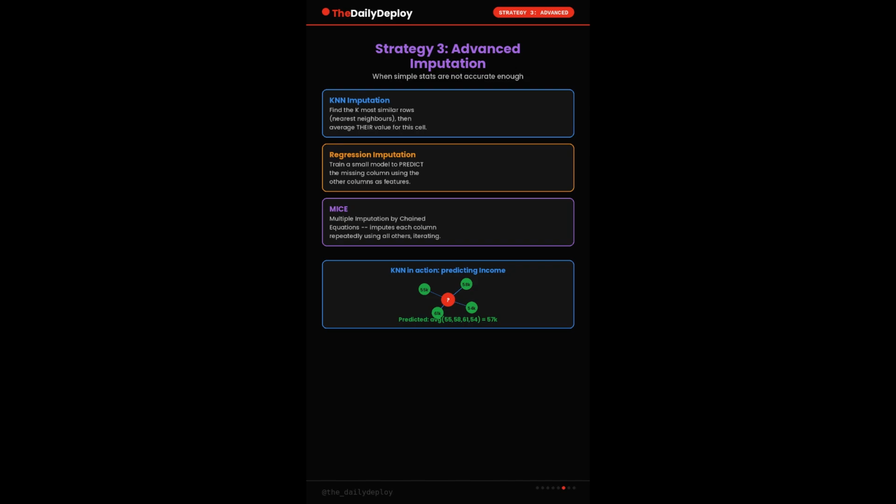Before choosing a method, ask 4 questions. How much data is missing? Is the variable numerical or categorical? How much time and computing power do you have? And does the missing pattern suggest missing not at random?